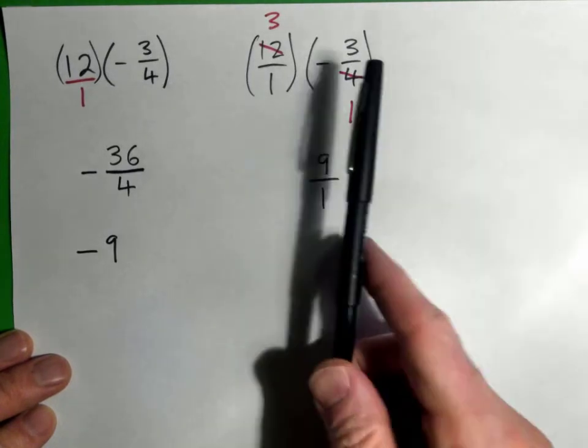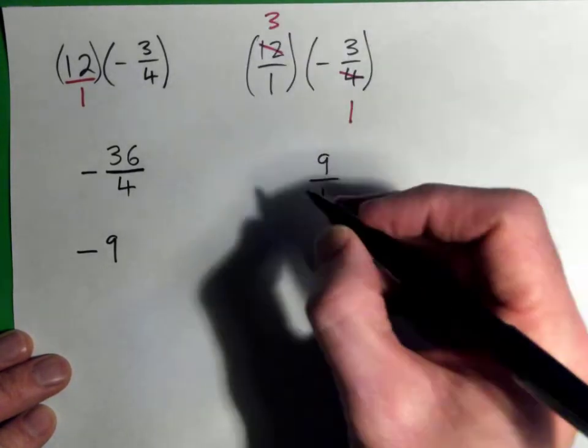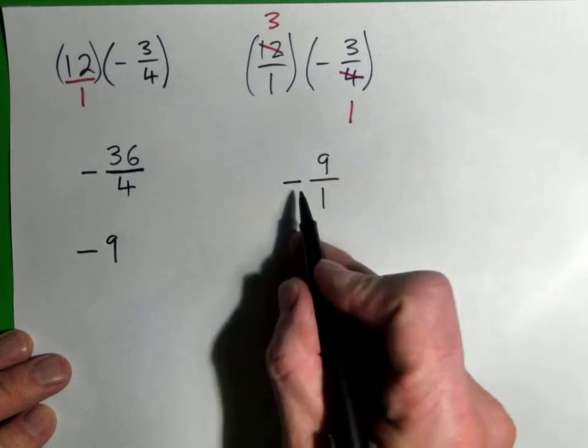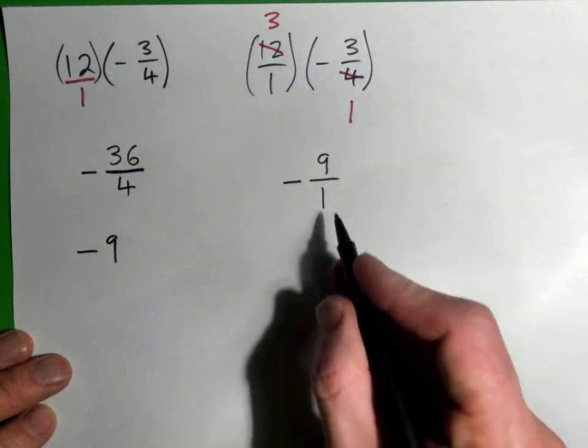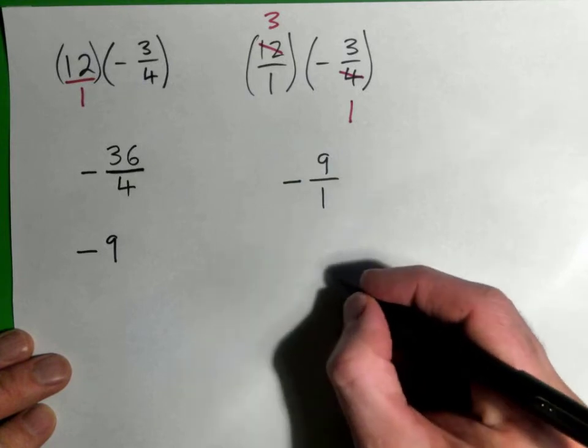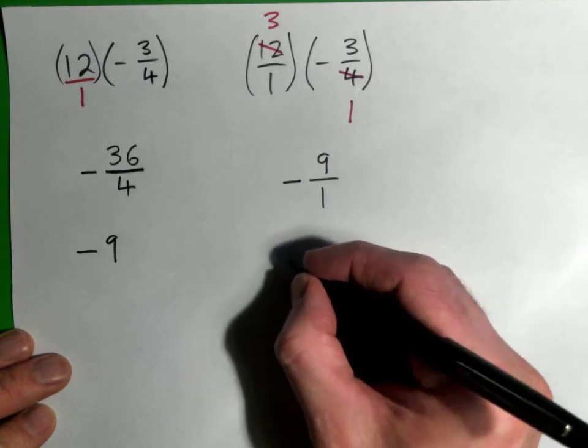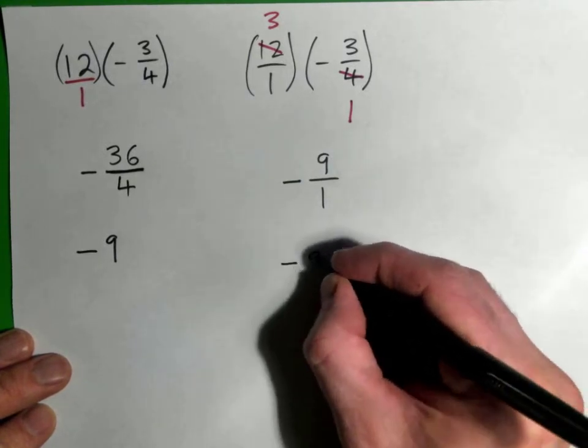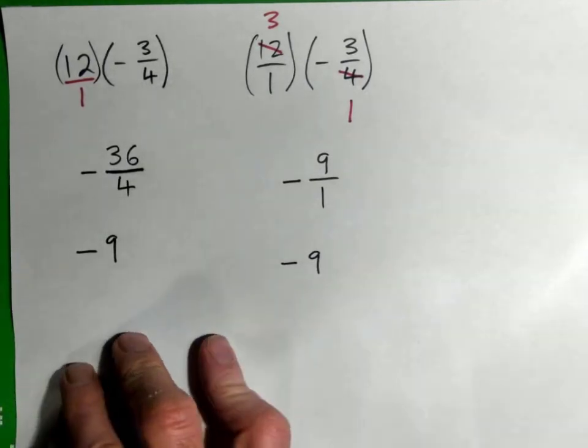1. Awesome. And it's positive times negative, so that makes it a negative number. So a negative in line with the fraction bar. Negative 9 over 1, which is simply negative 9. Yep, perfect. All right. So there's our 2 ways, I guess.